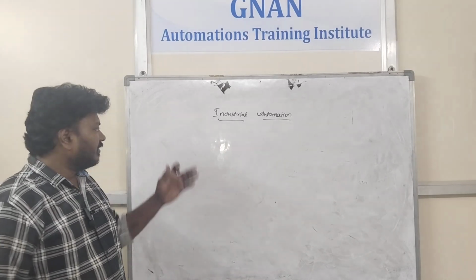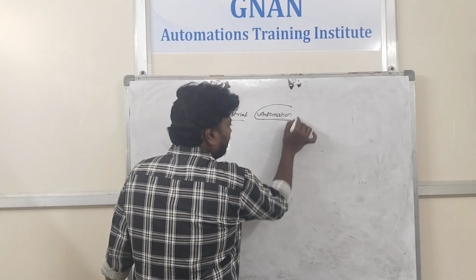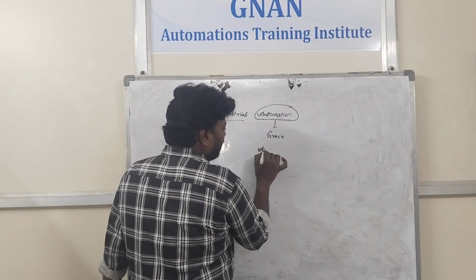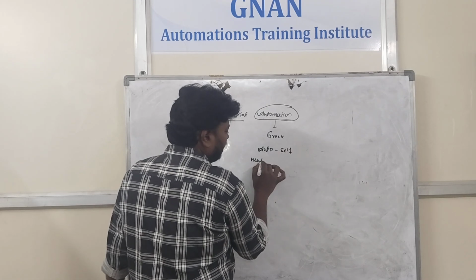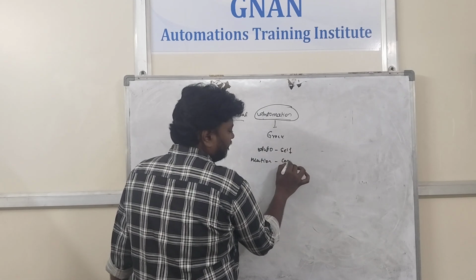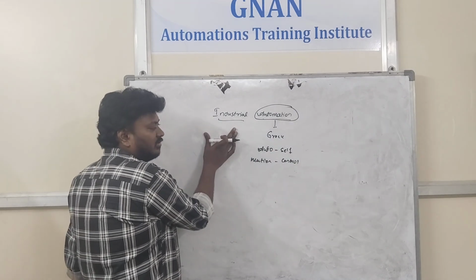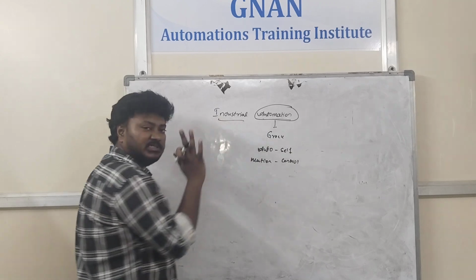Today we are going to discuss industrial automation. Automation is a Greek word. Here, auto means self, and matic means controlling. That means self-controlling. Industry should be controlled in an automatic way. That is the main agenda of industrial automation technology.